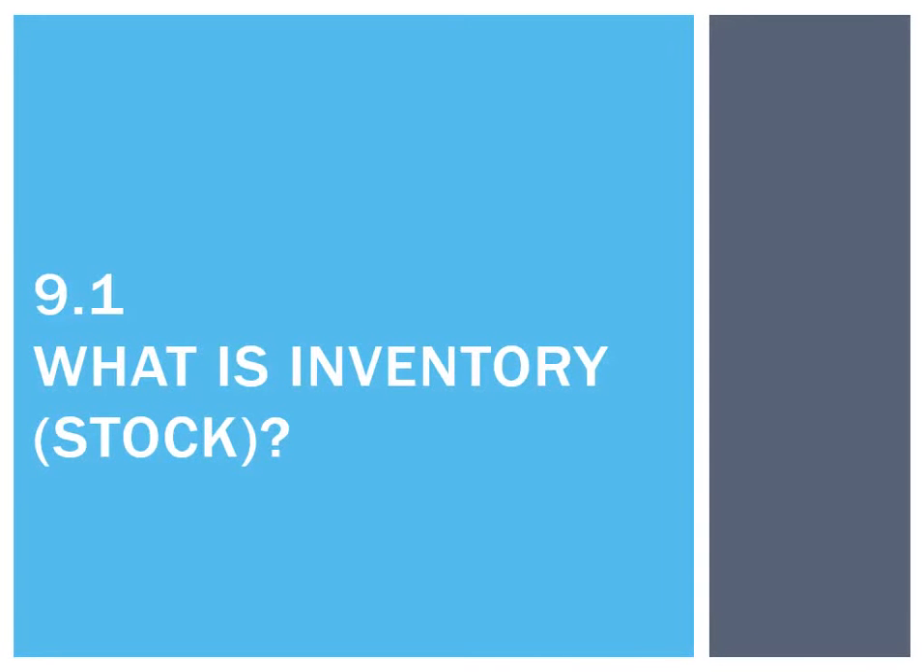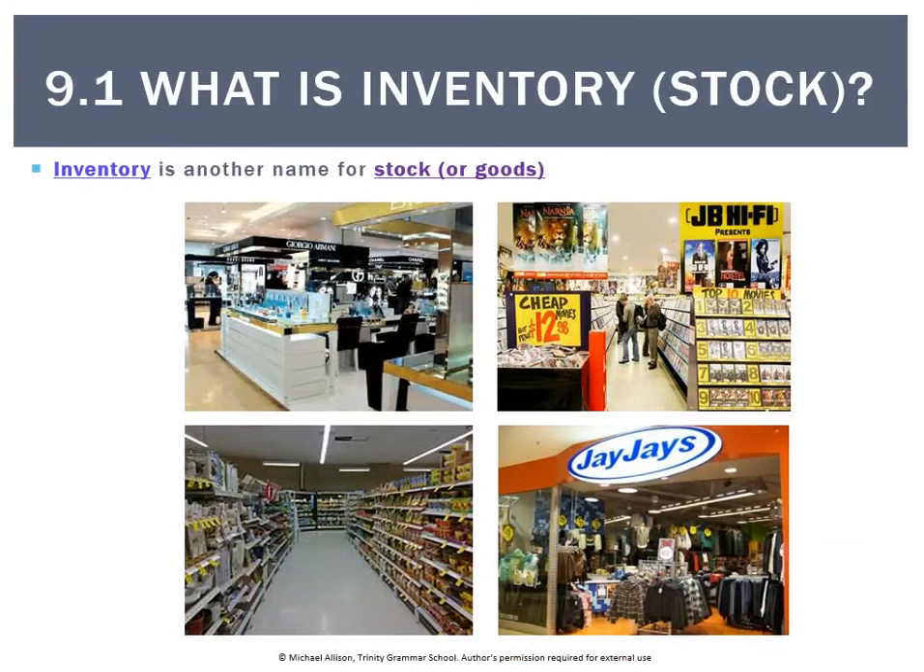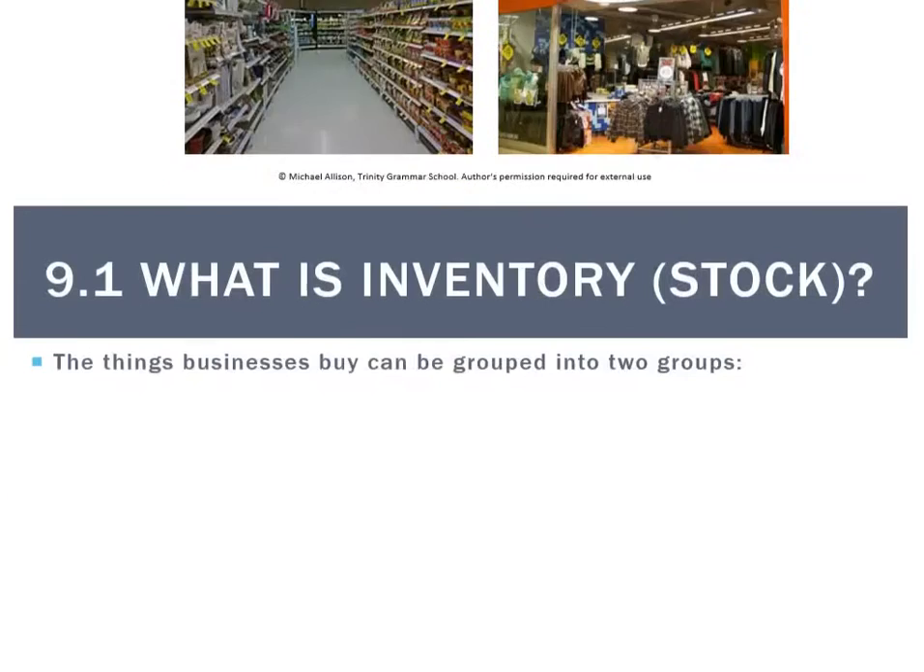Let's explore the concept of inventory or stock. Those words can be used interchangeably. Inventory is just another name for stock or goods. Obviously the easiest example to think of is the shops that you walk into, or the merchandise on the shelves. That's inventory or stock.